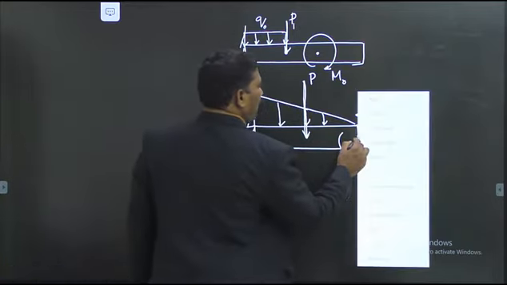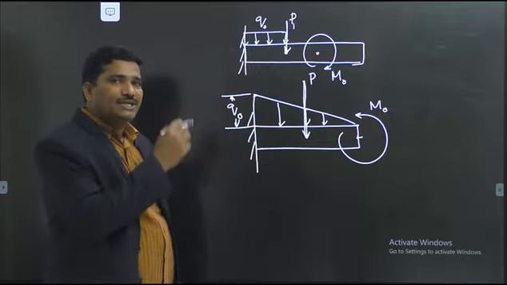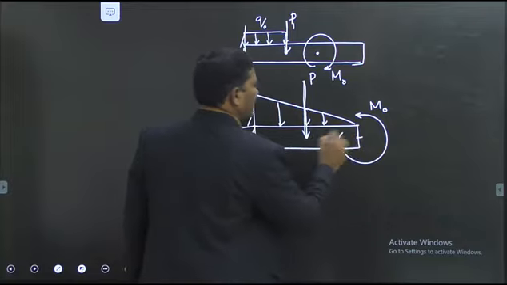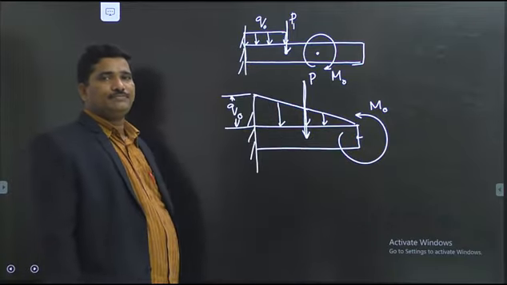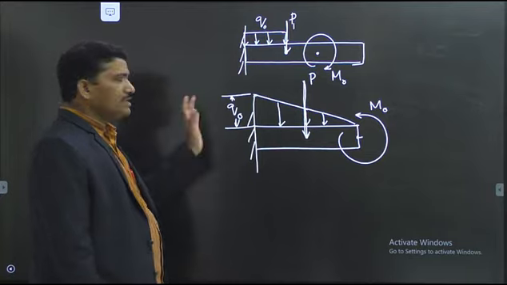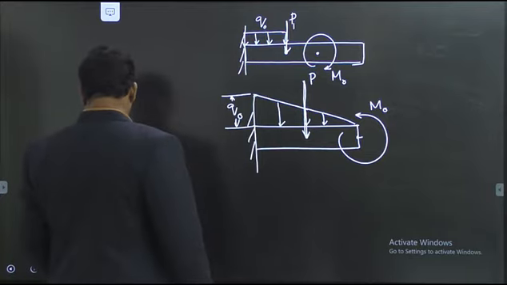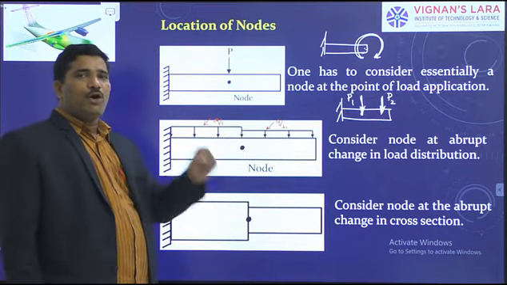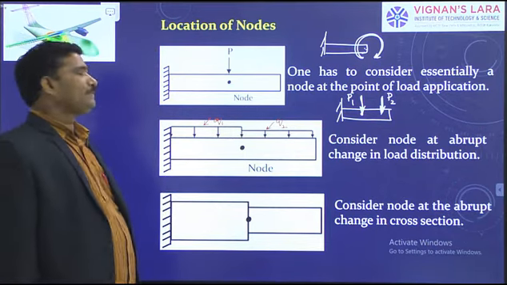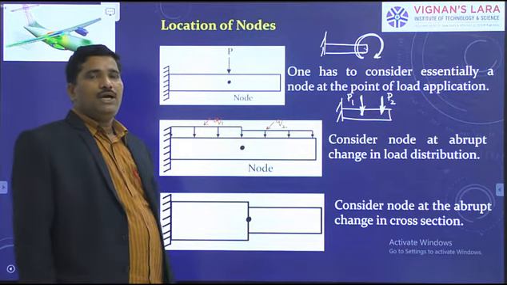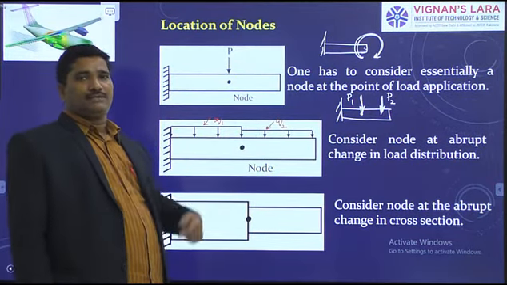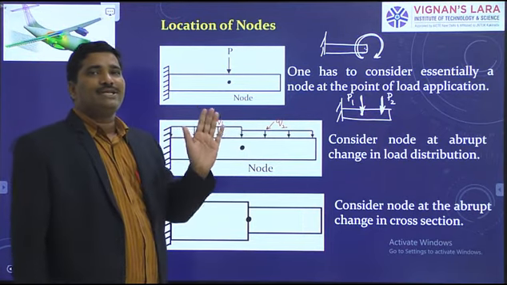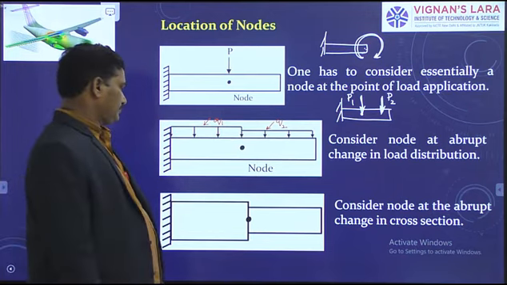And this is the point through which the axis of the couple is passing, therefore we can have a node here. Two nodes we can have. Okay? This is how one has to consider nodes at the point where concentrated load is acting, about the point the moment is acting, and at the point where the load intensity is abruptly changing.